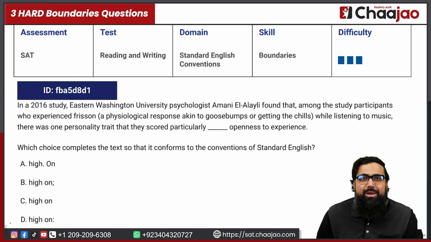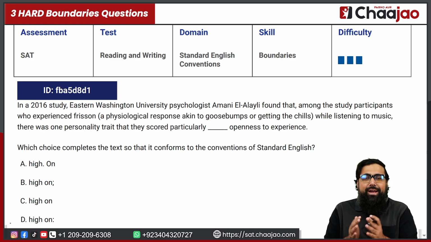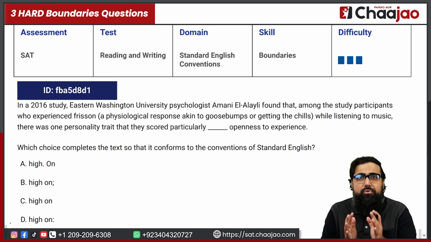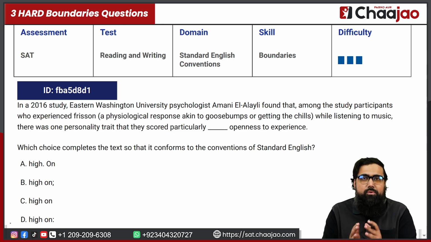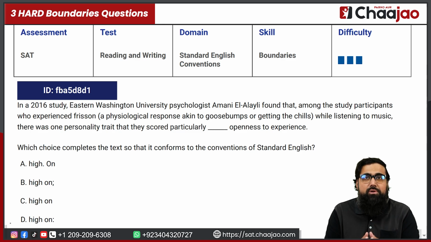Hello everyone, I hope all of you are doing great, and today I will be discussing with you three hard boundaries questions. Now all of you must know that boundaries is a part of standard English conventions, which is almost 26% of the entire paper. So that means boundaries carry around 13% or 14% of the entire paper.